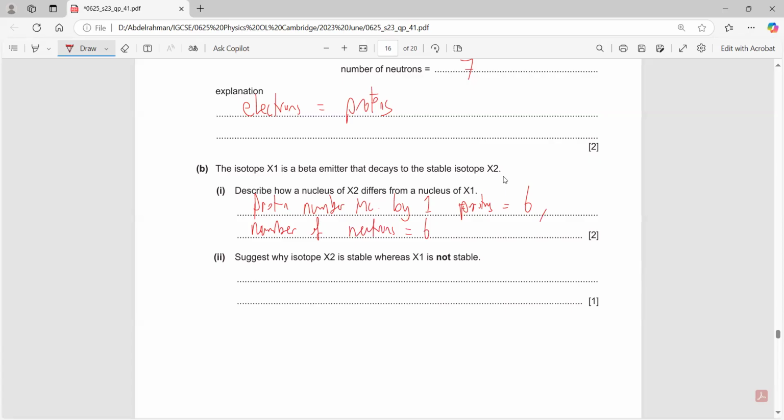Explain why isotope X2 is stable whereas X1 is not stable. To create an unstable isotope, you need to increase the number of neutrons. So X1 has more neutrons than X2, and that's why X1 was not stable. So why is X2 stable? Because it has fewer neutrons.